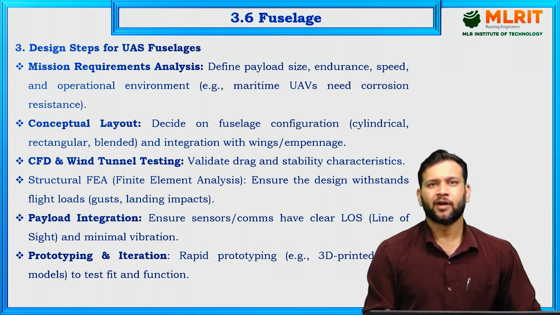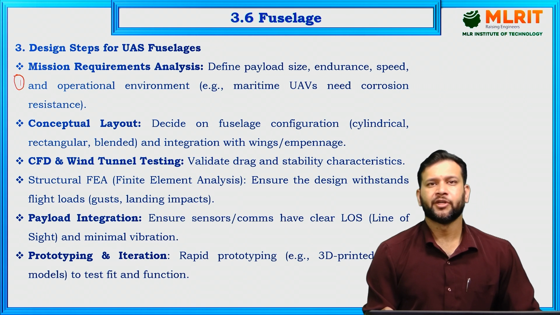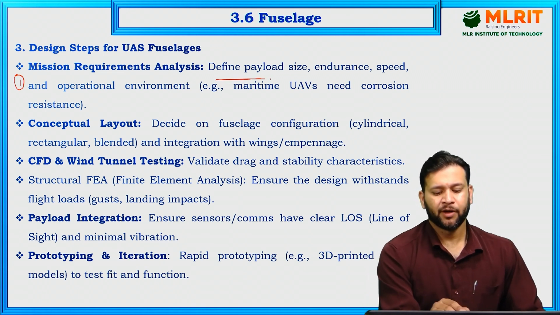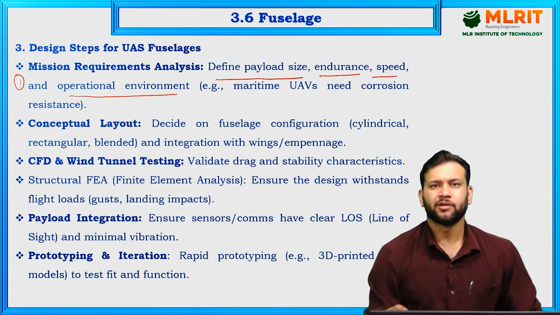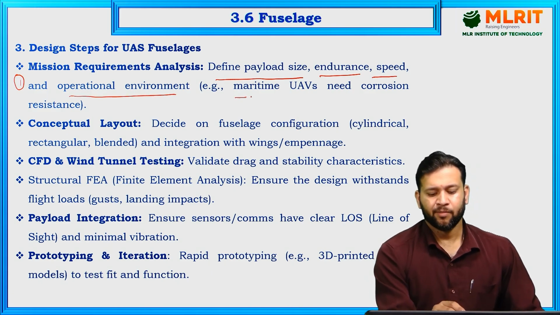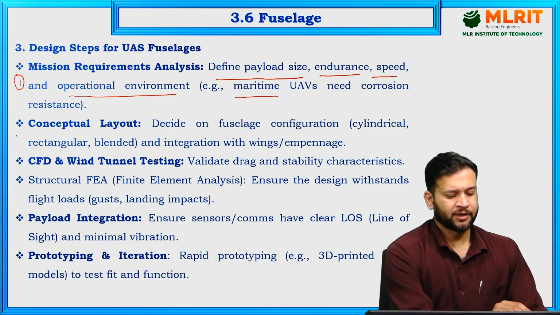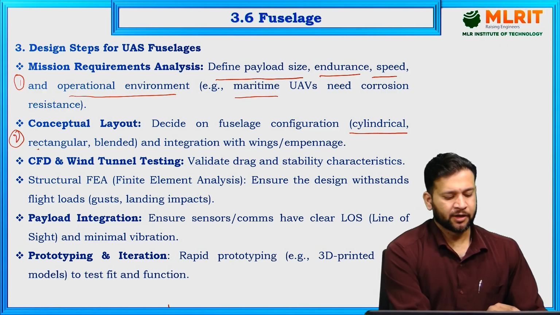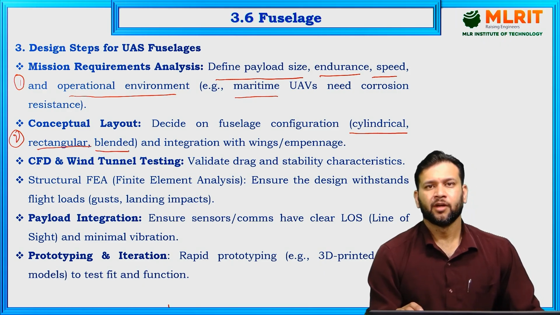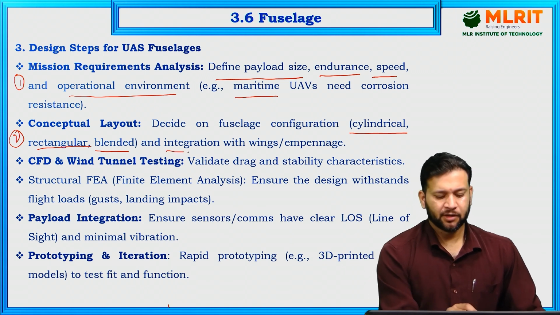Design steps for unmanned aerial system fuselages. The first one is mission requirement analysis. First, we define payload size, endurance, speed, and operational environment. Example, maritime unmanned air vehicles need corrosion resistance. The second one is conceptual layout. Deciding on the fuselage configuration, cylindrical, rectangular, or blended. Depending upon the configuration which is required, we choose that and integrate it with wings and empennage.